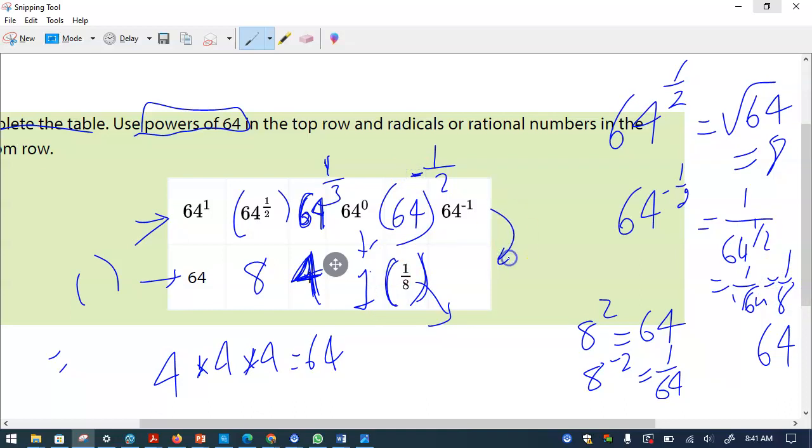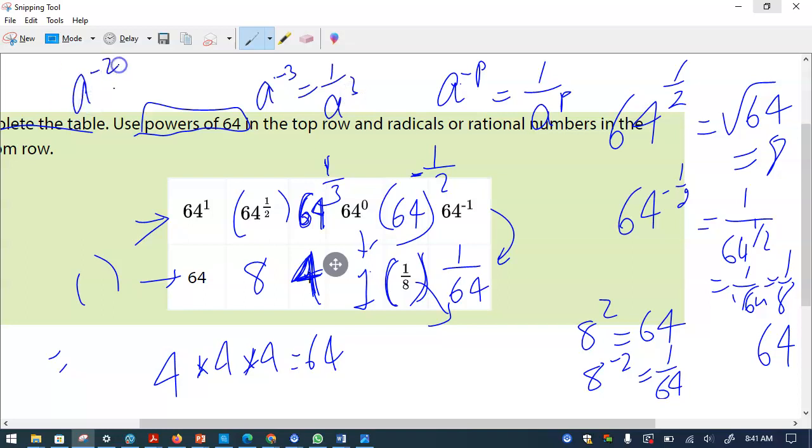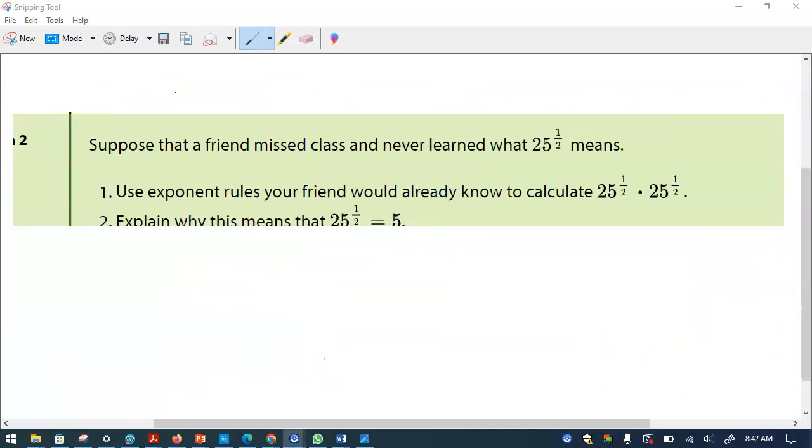And the last one is 64 raised to minus 1, which is the same as 1 over 64. You're done. That's because a raised to minus p is 1 over a raised to p. So if there is a raised to minus 3, it is 1 over a raised to 3. If it is a raised to minus 2, it is 1 over a raised to 2. So this takes care of the first problem.